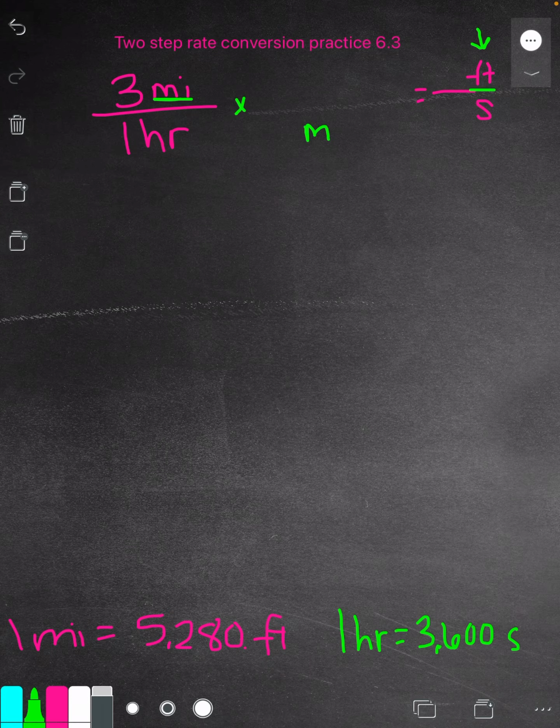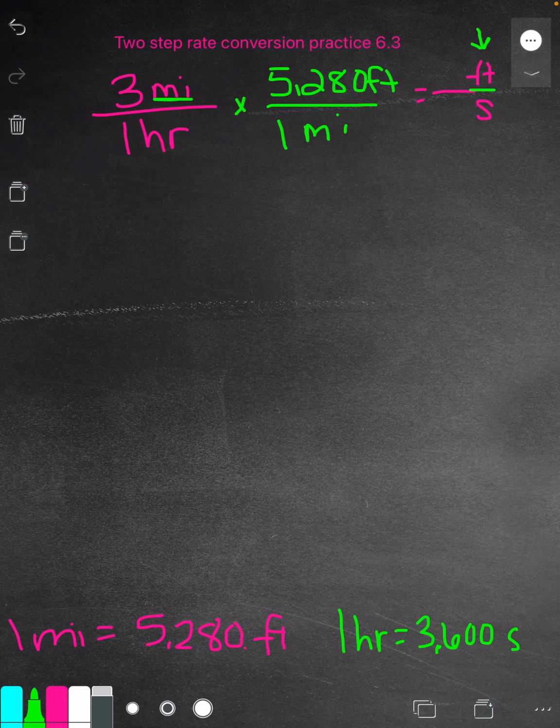Why does miles have to go in the bottom? Miles has to go in the bottom so that I can cancel out the mile on the top with the mile on the bottom. So this is where I would write down my conversion fact. So basically, how many feet are in 1 mile? Well, I can come down to the bottom and I can see that it's 5,280. We already wrote that. Okay, 5,280 feet in 1 mile.